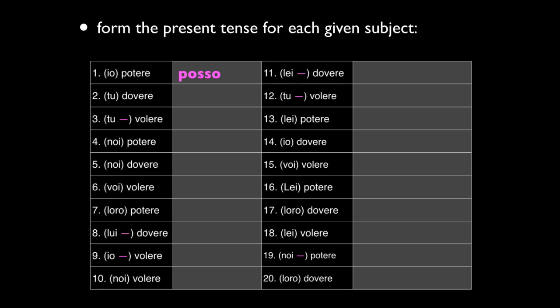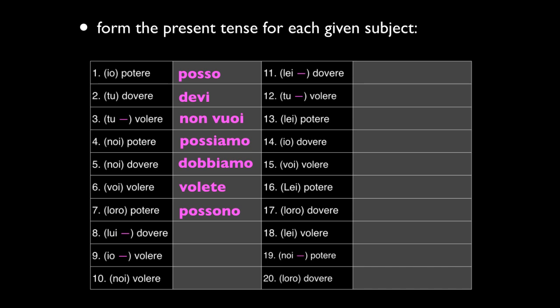So number 2 is tu dovere, that's devi. Number 3 is tu non volere, which is non vuoi, you don't want to. 4 is noi possiamo, we can. 5, noi dovere is dobbiamo, we have to. 6, voi volere, that's you all, that's volete, you all want to. 7 is loro potere, that's possono, they can.